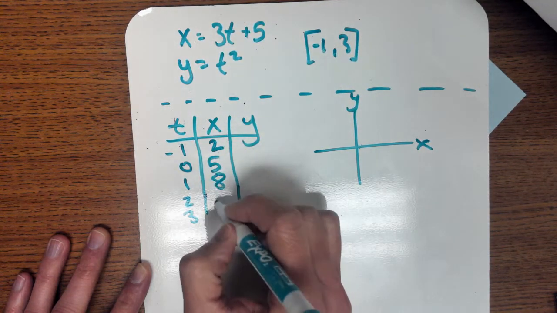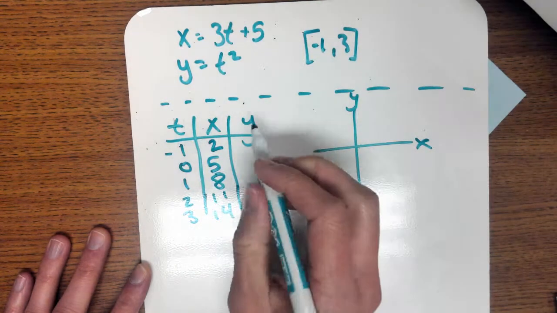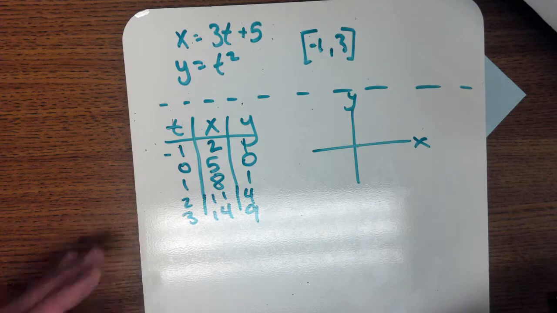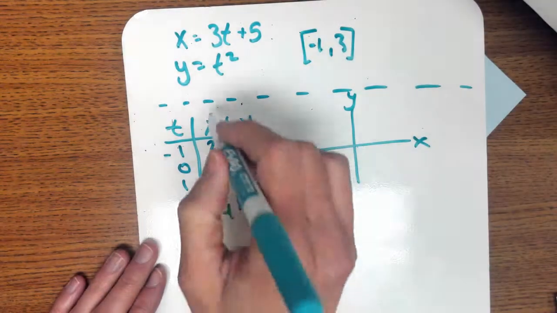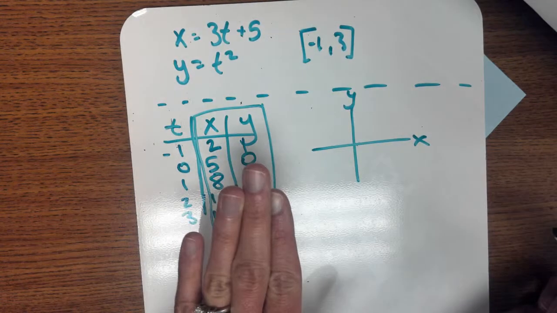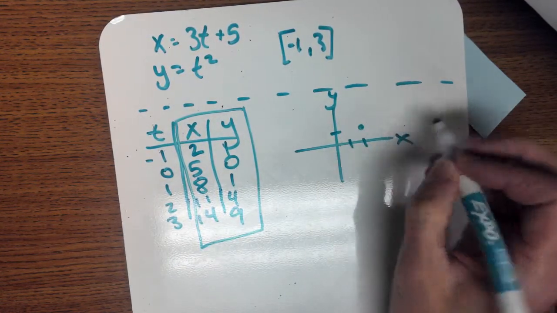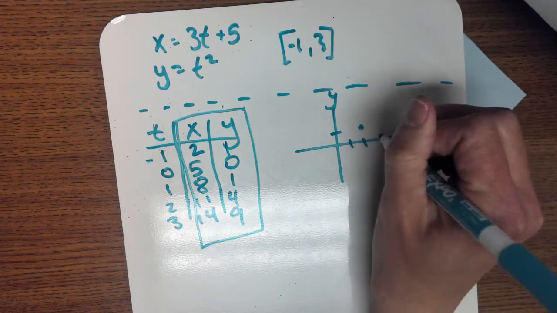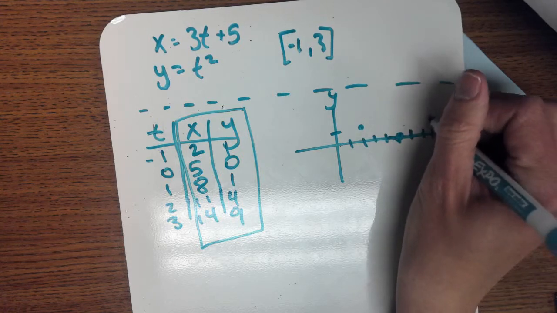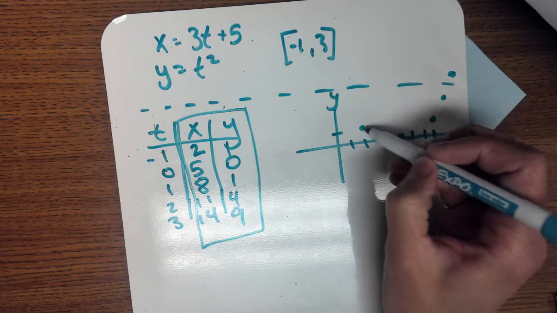You'll start to notice a pattern. We're going up by 3, and so we've just shortcutted that. Then go back and plug the same t value into y: 1, 0, 1, 4, and 9. Just be careful that when you're plotting these, you're only going to plot the x and the y. So the t was used to get the coordinates. The coordinates are what we plot. So 2, 1, we're going to have to extend this out. And then we've got 5, 0, 8, 1, 11, 4, as you can see, and then 14, 9.